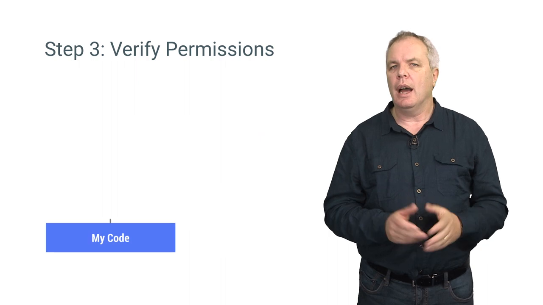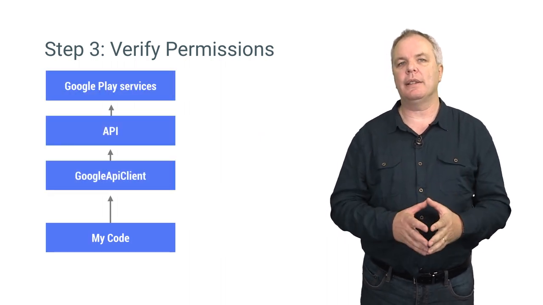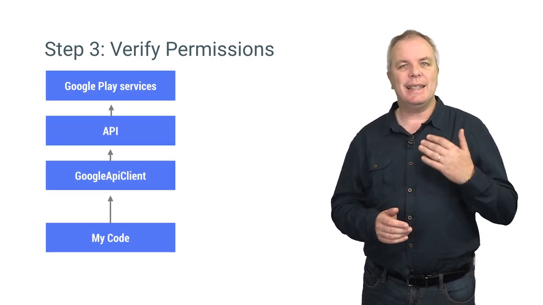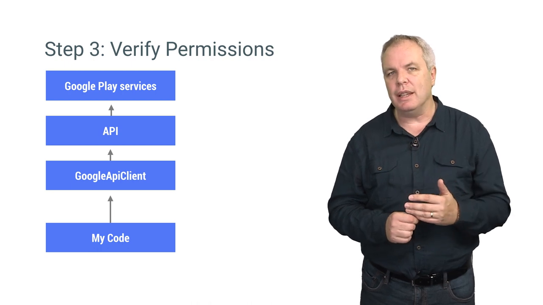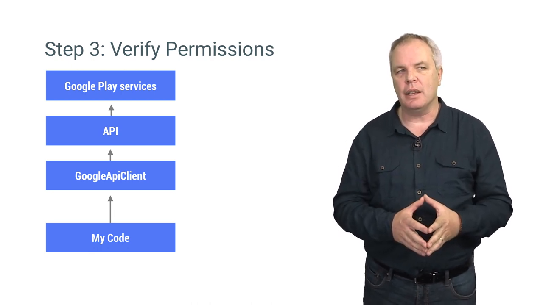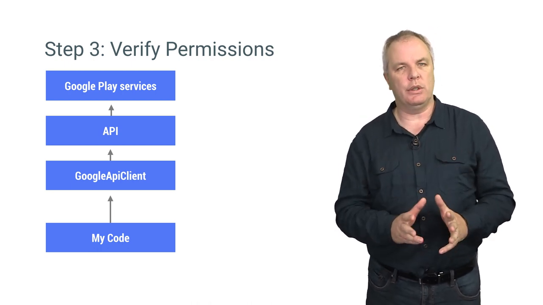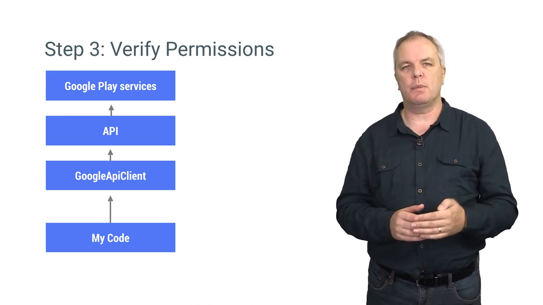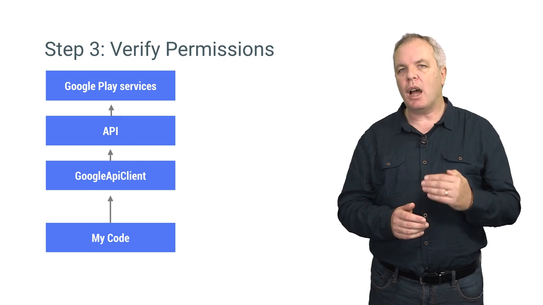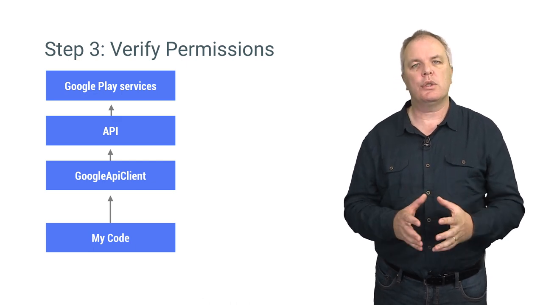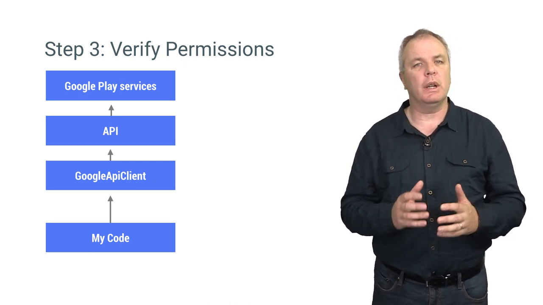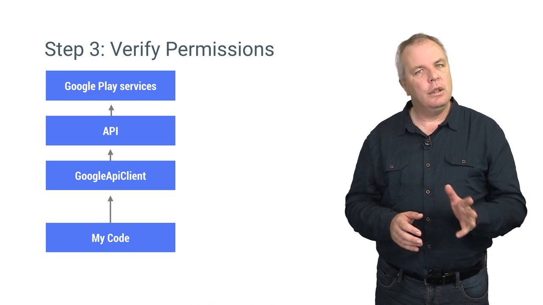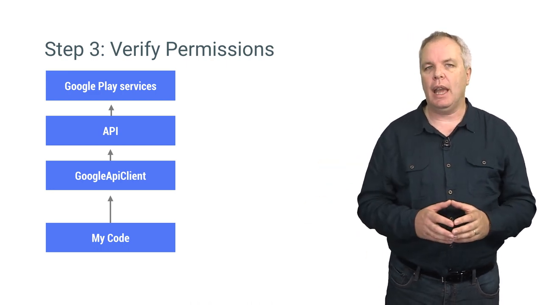Step 3. At this point, you've likely connected to Google Play services, and it's easy to assume that once you've done this, you can just go ahead and call the APIs. Well, that's mostly true. Prior to Marshmallow, users had to agree to your permissions before installing. So by the time your code was running, you could assume that you had the permissions to do what you needed to do. In the new model, that's not necessarily the case.